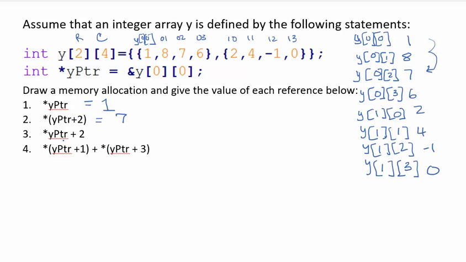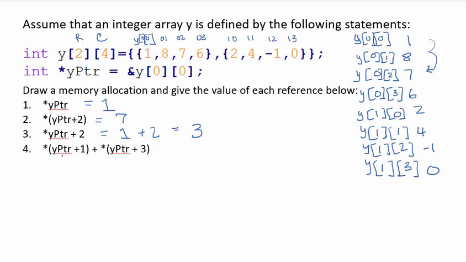Number 3 is a different problem. It says the thing pointed to by y pointer plus 2. So y pointer points to the initial address of the array up here, and it's pointing to the number 1. So it's saying, what's 1 plus 2? And so that answer is 3. So it's very different when the parentheses are not there.